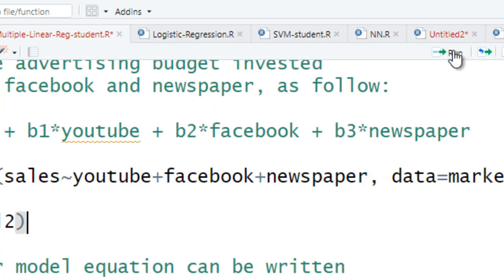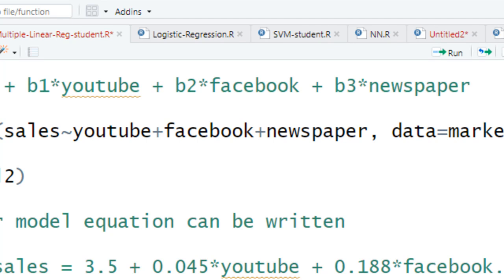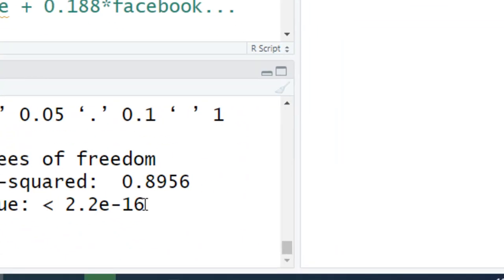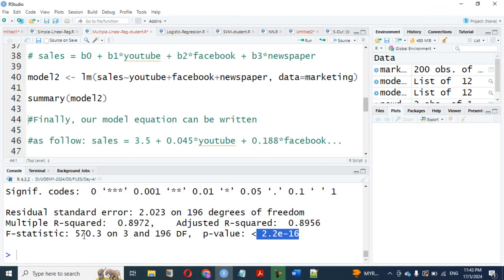You have the summary. So let's see, the model is highly significant, which means one or two parameters in this particular model are significant. One or two variables are significant. That's what it means. So we don't forget, our general p-value is highly significant, which means one or two of the variable parts is significant. Our F-statistic is very high.